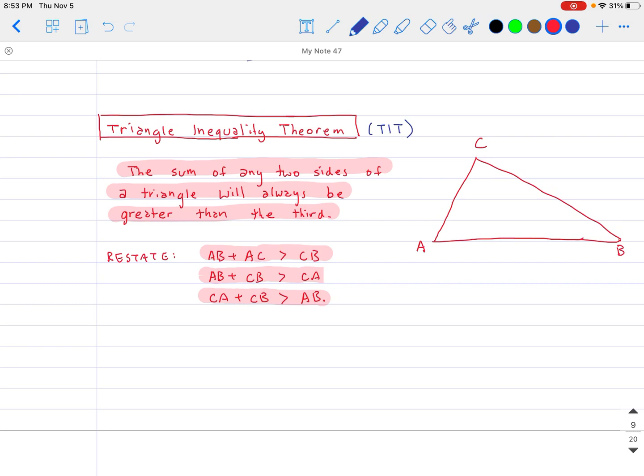So here is what we're going to do. For this proof, you'll notice that in the first two equations, they both contain AB. So let's assume that AB is the longest side. I can always do that because for any triangle, there will always be a longest side. And it doesn't matter how you set up those three equations. The longest side will always be added with something, and it's going to be greater than the third side.